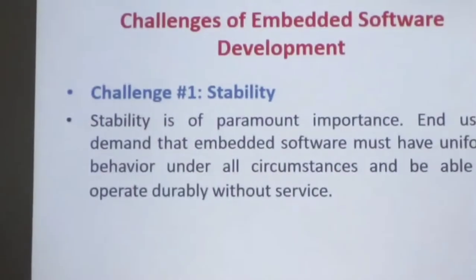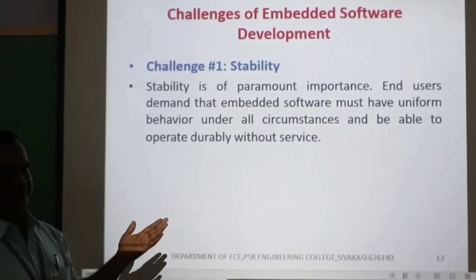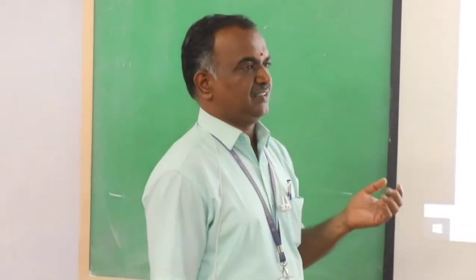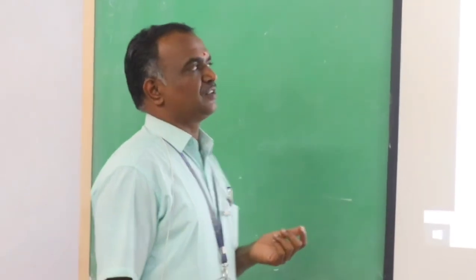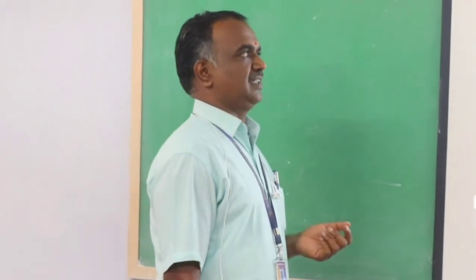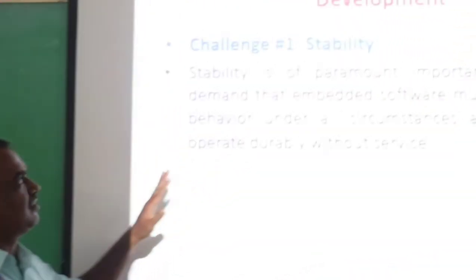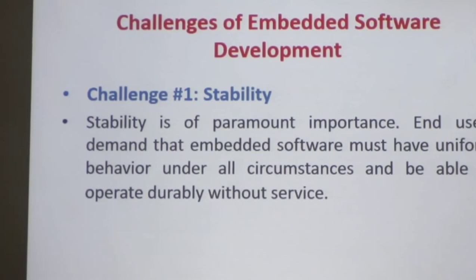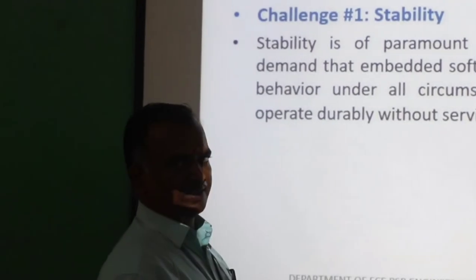Then what are the challenges in embedded system or embedded software development? The first one is stability. It should provide stable output all the time. That is the main requirement, the main challenge in software development. It should provide uniform behavior under all circumstances, and it should be able to operate durably without service. That is the main constraint in the design of software for embedded systems. It should provide uniform behavior all the time.